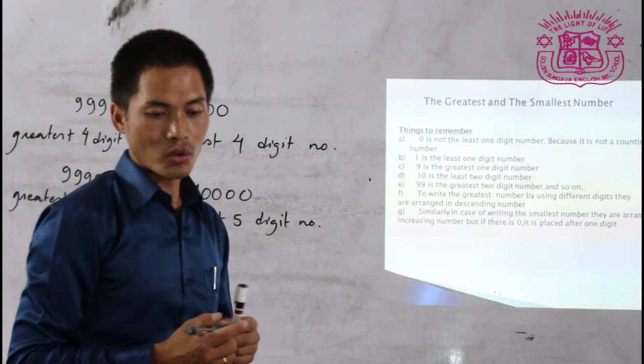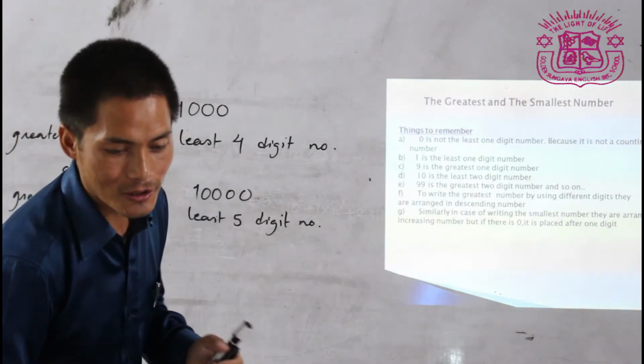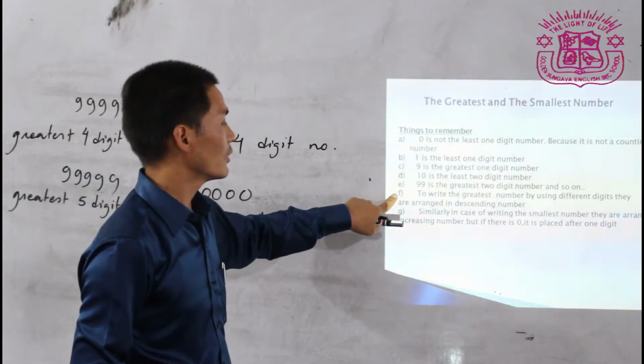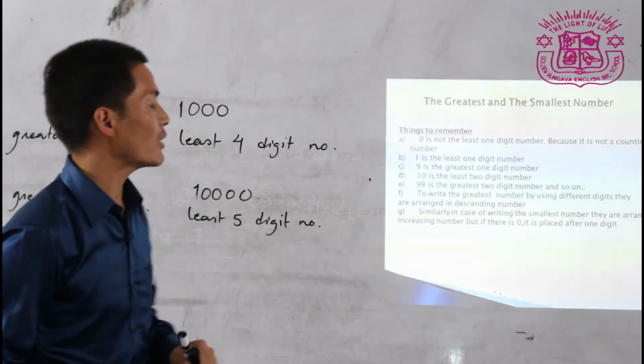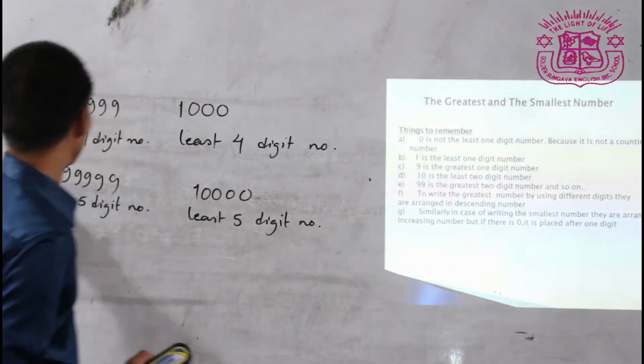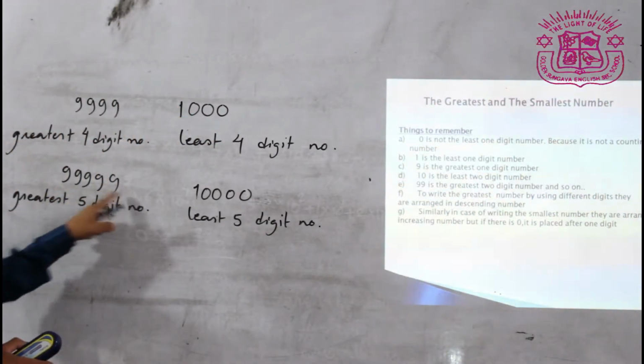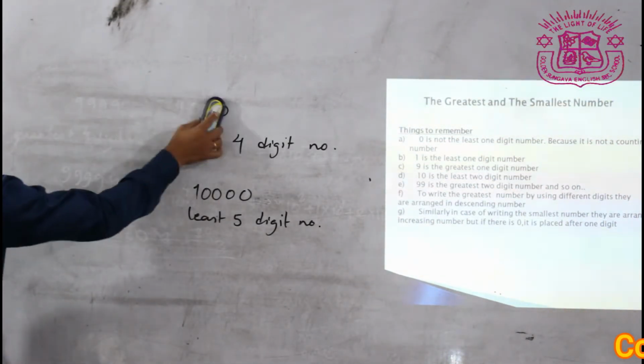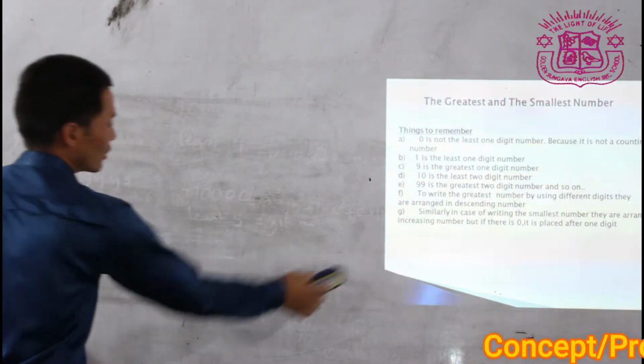To write the greatest number by using different digits, they are arranged in descending order. I have used the same number to write the greatest number, right? So if there are different numbers, then how do we write the greatest number?